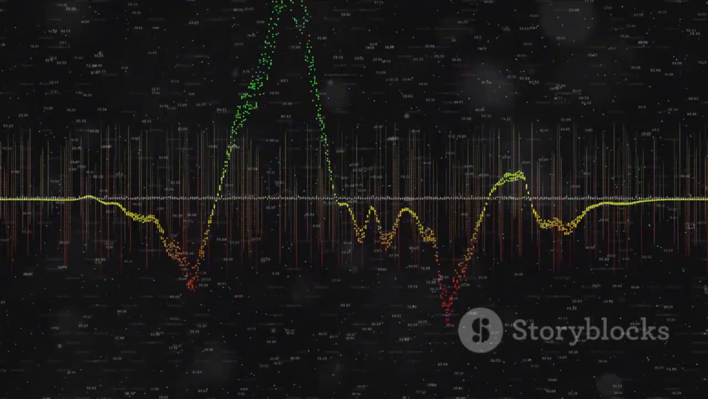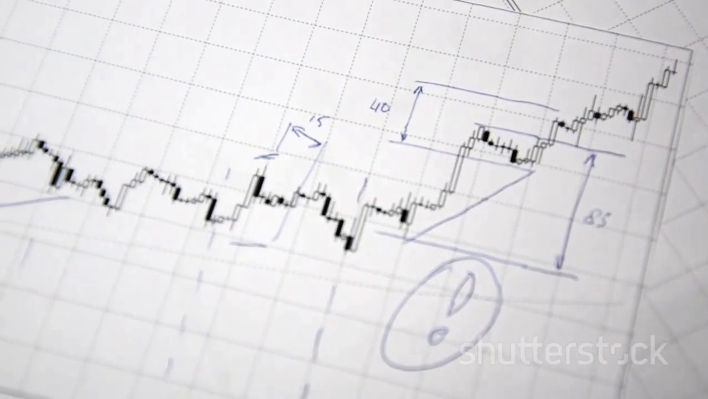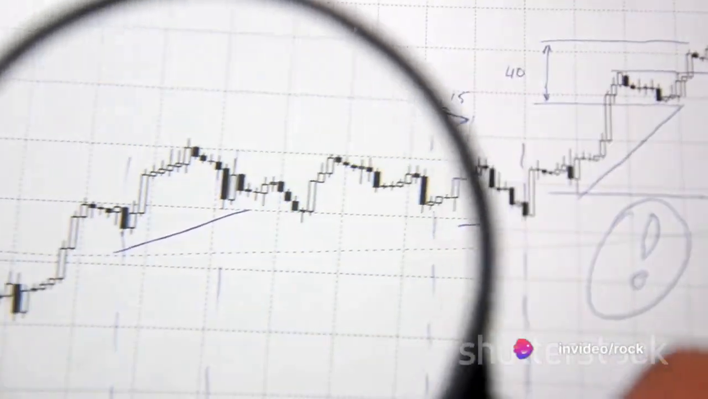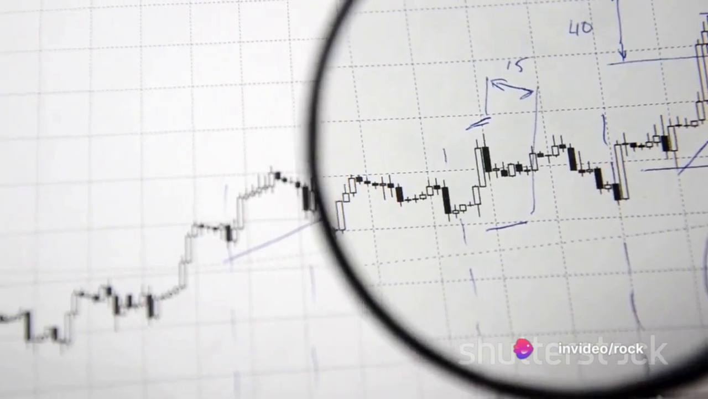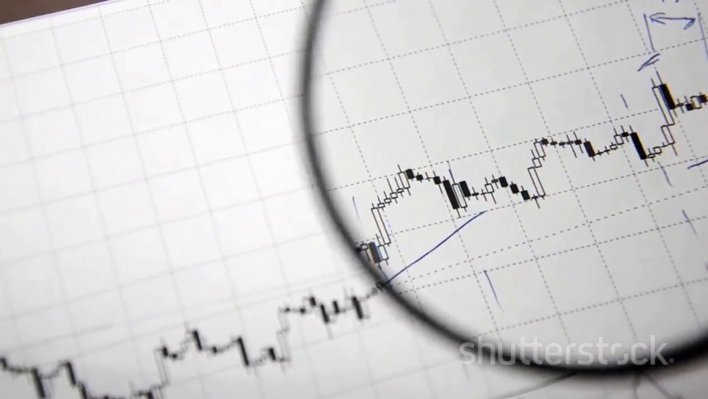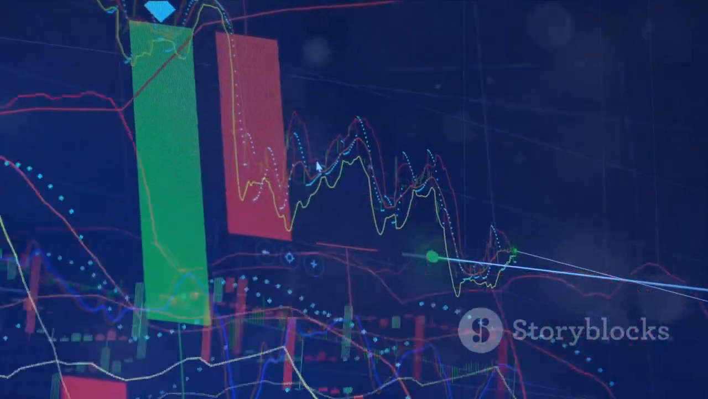The Bollinger Band strategy operates on three key principles: the squeeze, the reversal, and the trend. A squeeze occurs when the bands come close together, indicating a period of low volatility. Traders view this as a potentially significant period, as it often precedes sharp price movements.